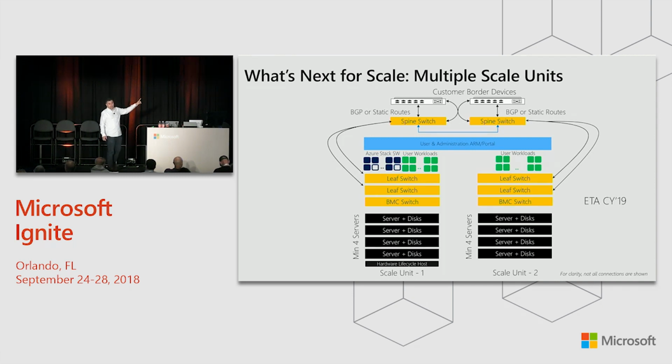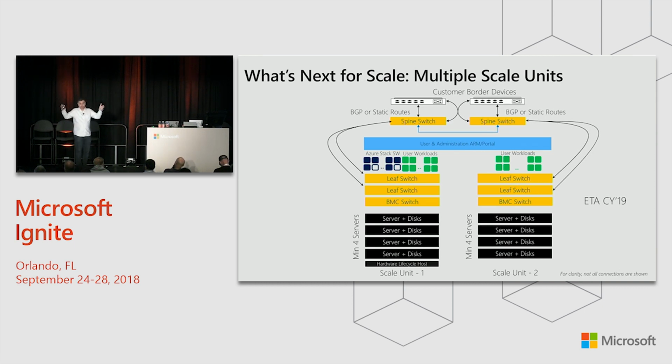The important thing that you see here is first your workloads can actually be on both the first scale unit as well as the second scale unit. However, the Azure Stack software, the software that we run, which is ARM, Portal, all of that, will just stay on the first scale unit. Make sense?